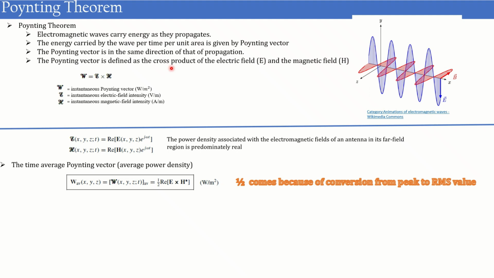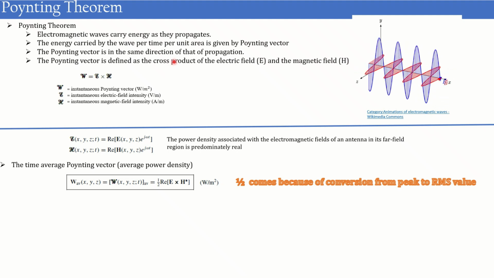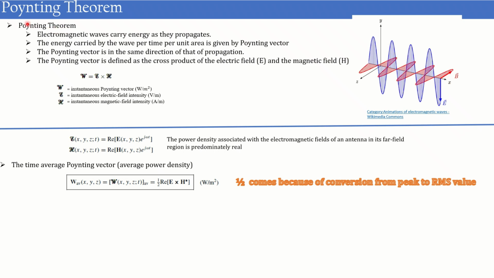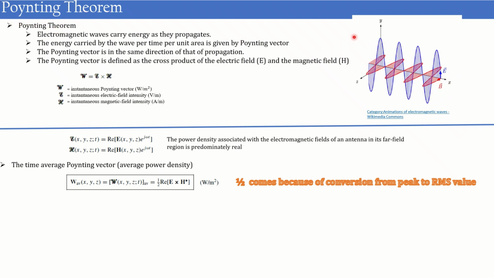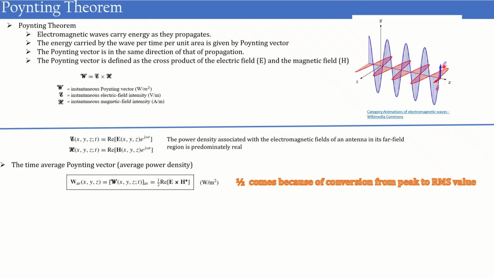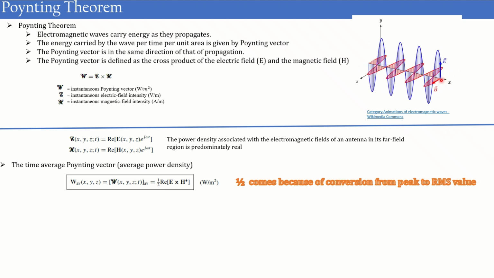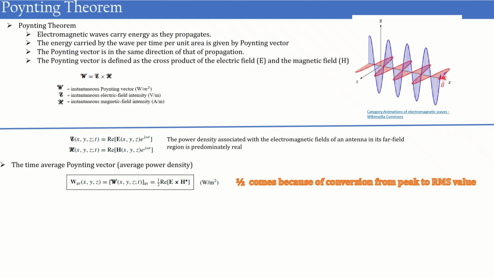This is just to show how the power density is related to the electric and magnetic field. So it can be explained on the basis of Poynting theorem. So we know that electromagnetic waves consist of electric field and magnetic field, which are perpendicular to each other, and the direction of propagation is perpendicular to both electric and magnetic field.